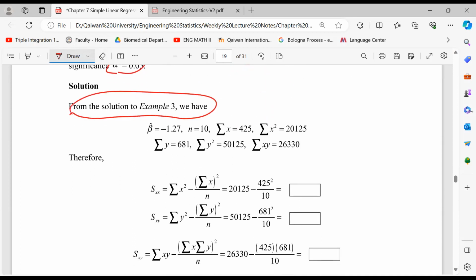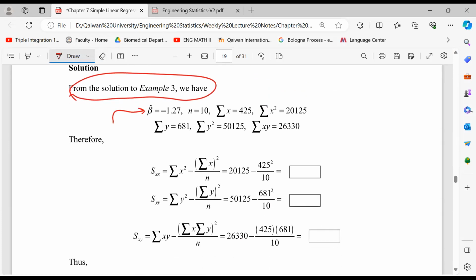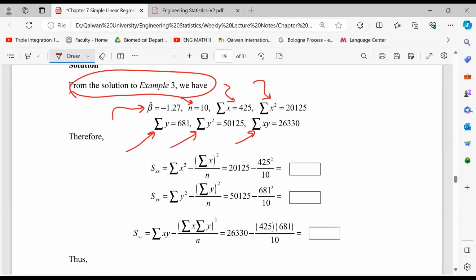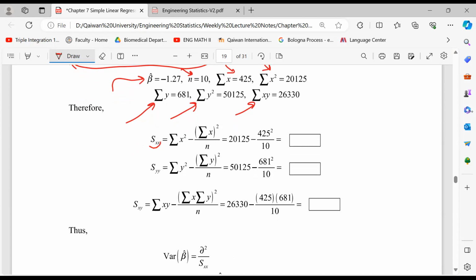Now, from the solution to example 3, we have this. Beta hat is this one. N is 10. We already found these: sum of x, sum of x squared, sum of y squared, sum of xy. We already found these all. Then we must find S sub xx, S sub yy, S sub xy.